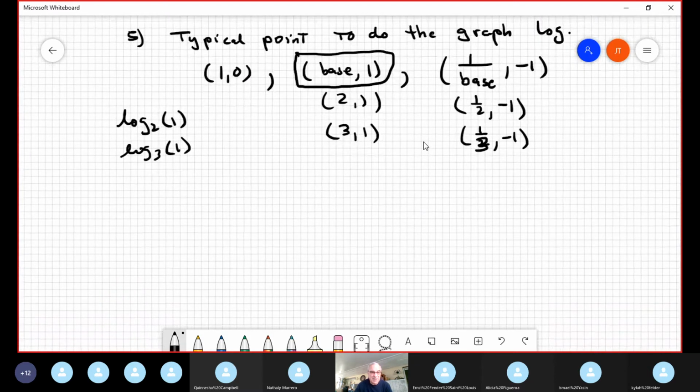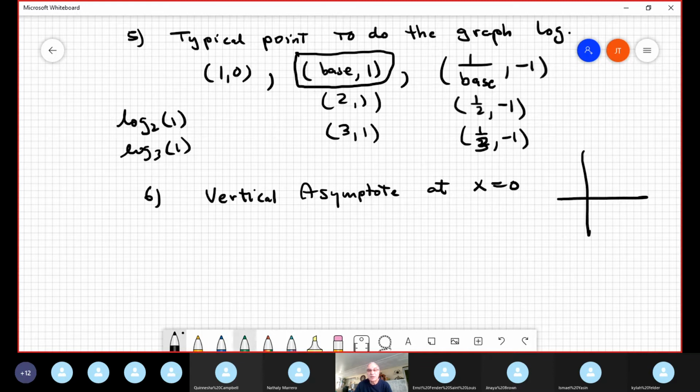The last property is super important. Any graph of a logarithmic function contains one vertical asymptote at x equals 0, coinciding exactly with the y-axis. And this is an important part of the graph. If you do the graph of the logarithm without the asymptote, you lose points. So the asymptote is part of the graph of the logarithmic function.